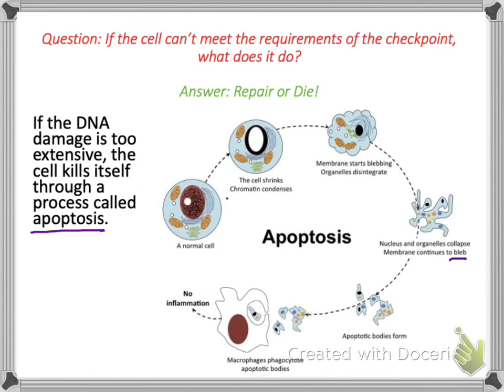And what comes along is a white blood cell called a macrophage, which gobbles up those blebs, those apoptotic bodies, these little pieces of cells, so that they are digested and out of the way. So basically, the cell cleans up and gets rid of any mistakes it might have.